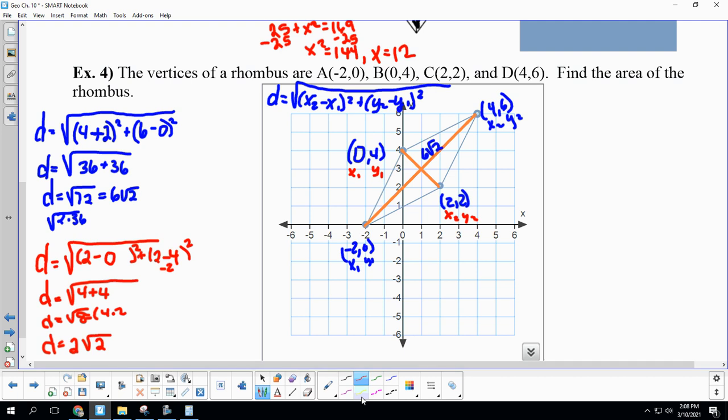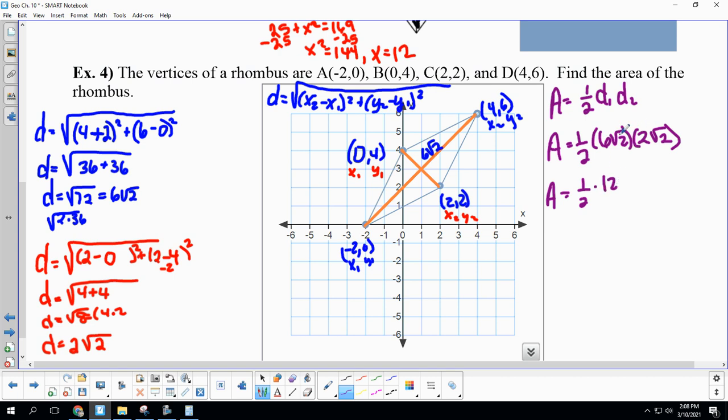So let's go ahead and shovel all this into the area formula. The area is 1/2 diagonal 1 times diagonal 2, which is 1/2 times 6 root 2 times 2 root 2. You can shove this in your calculator and it actually will give you a really nice number. 6 times 2 is 12. Root 2 times root 2 is 2. Half of 12 is 6. 6 times 2 is 12. Ha ha ha, the area is 12.